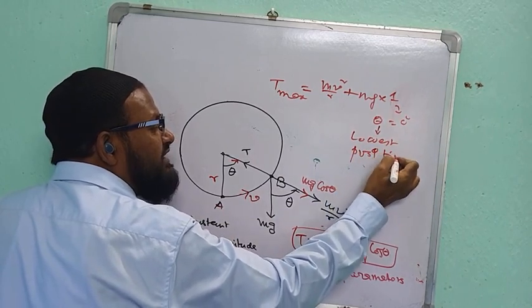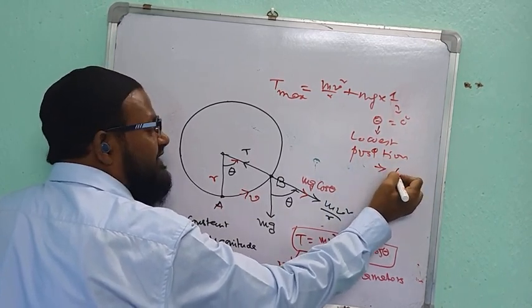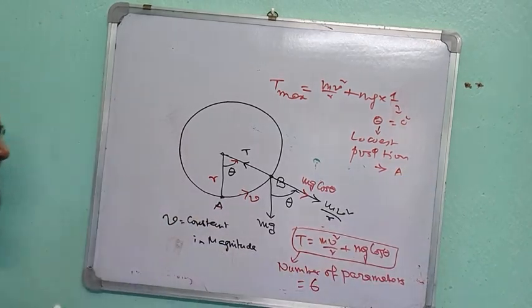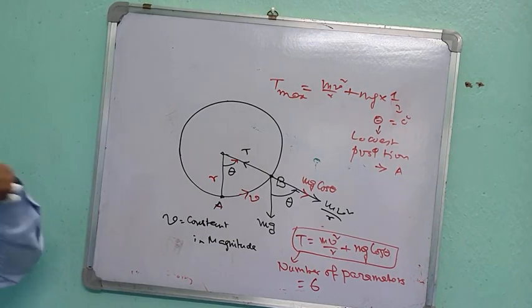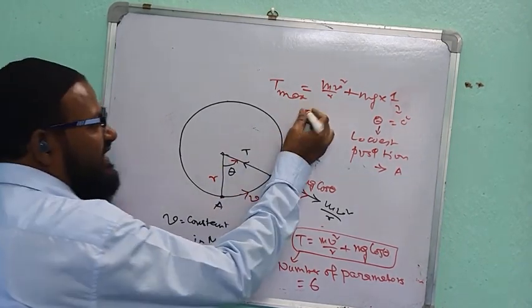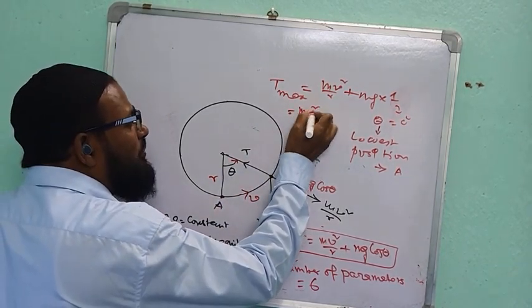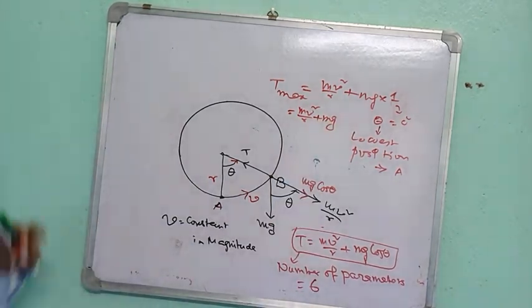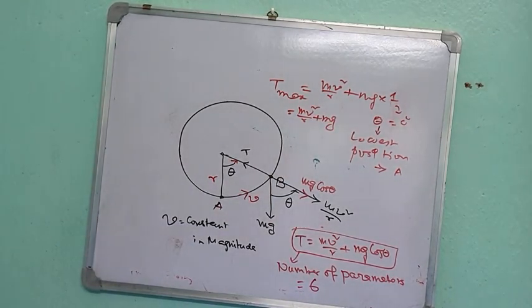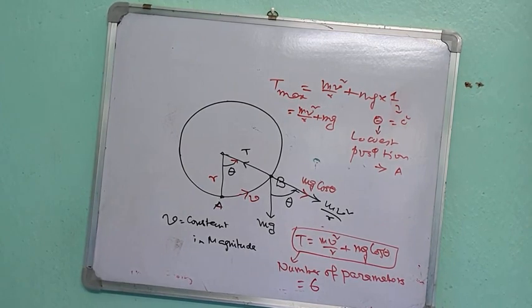Which is the lowest position in the figure? In the figure, this is position A. So here is the maximum tension. T max equals mv squared by r plus mg.